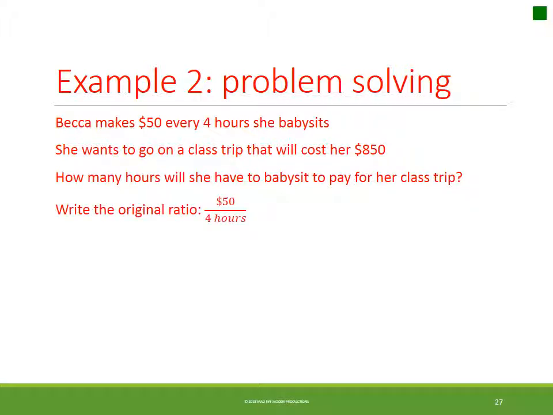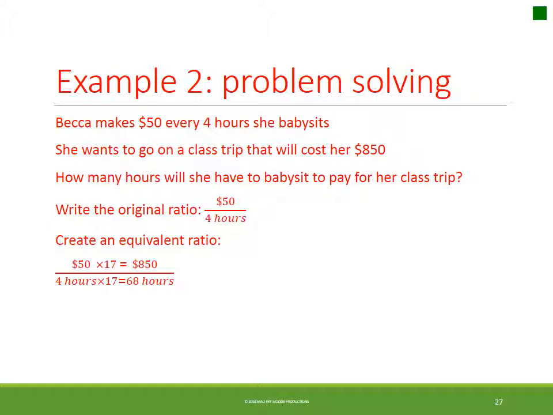The first ratio, or the original complete ratio we have, is $50 every 4 hours. Once we have that, we can use that to create an equivalent ratio. So we know that we're going from 50 to 850. So what does she need to do? How many 50s does she need to get to 850? Well, she'll need 17 50s to get to 850. So she needs 17 of her $50.